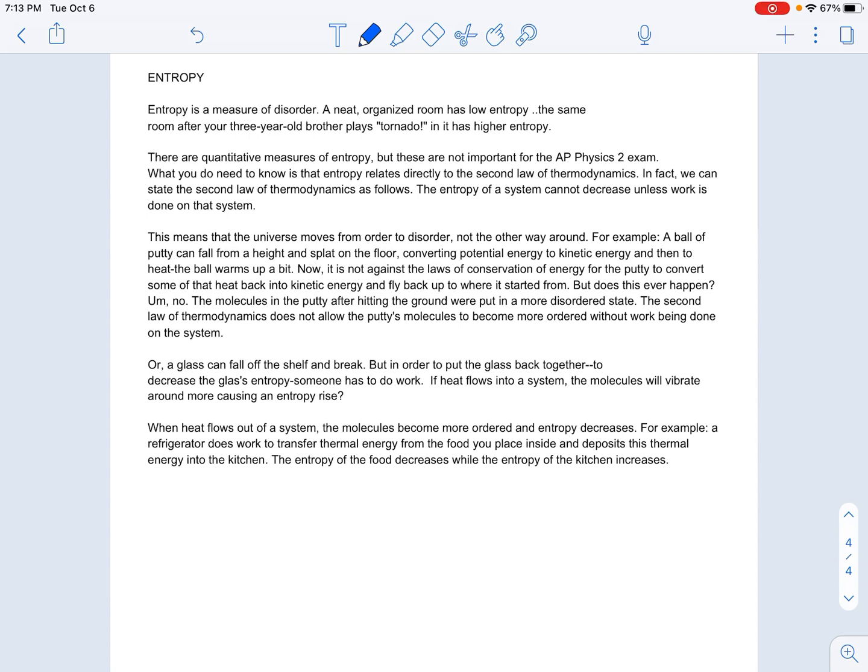If heat flows into a system, the molecules will vibrate around more, causing an entropy rise. I don't know why there's a question mark there. When heat flows out of a system, the molecules become more ordered and entropy decreases. For example, a refrigerator does work to transfer thermal energy from the food you place inside and deposits this thermal energy into the kitchen. The entropy of the food decreases because it's getting cooler, while the entropy of the kitchen increases. All right, that is your rapid review.